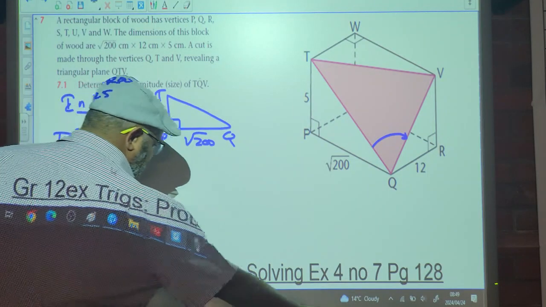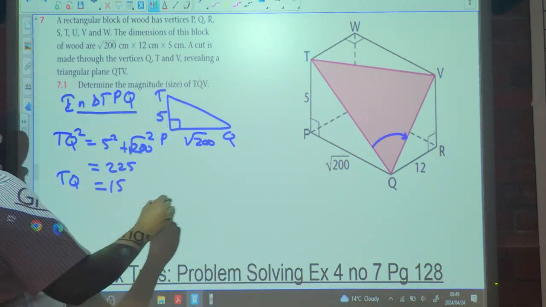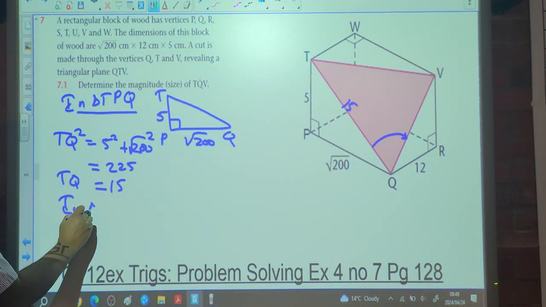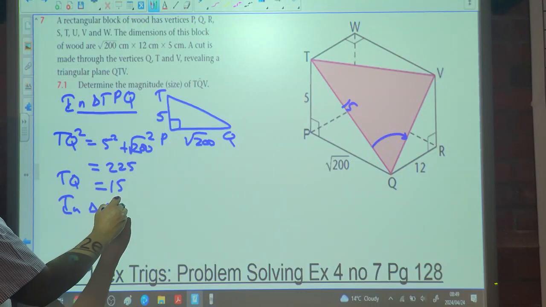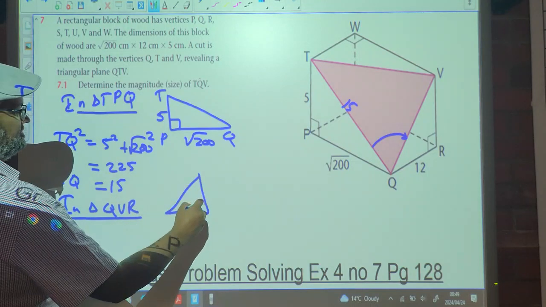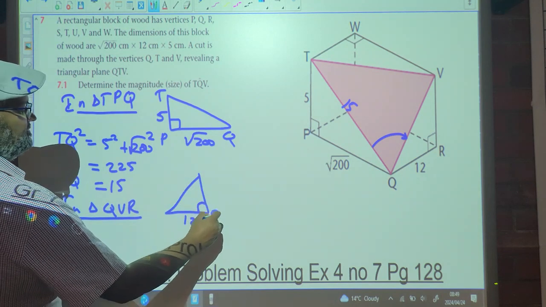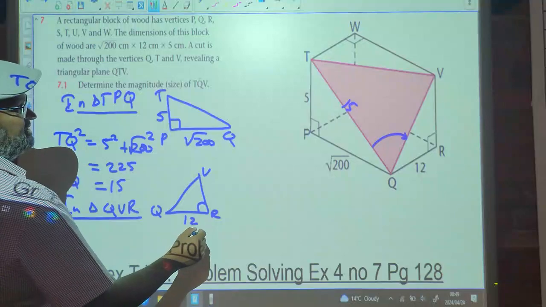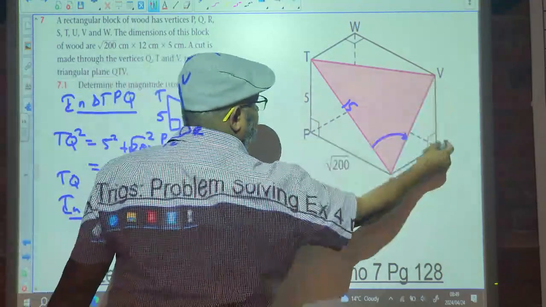It's 15. You all okay with that? So in triangle QVR, with a triangle looking like this now, that is 12. RV, what's the length of RV?